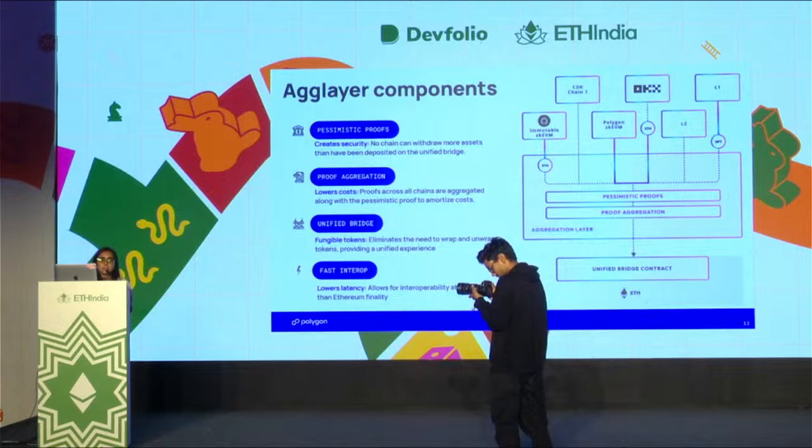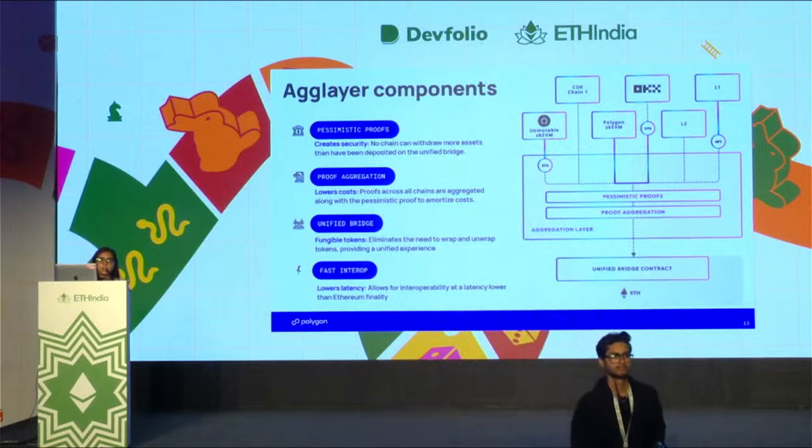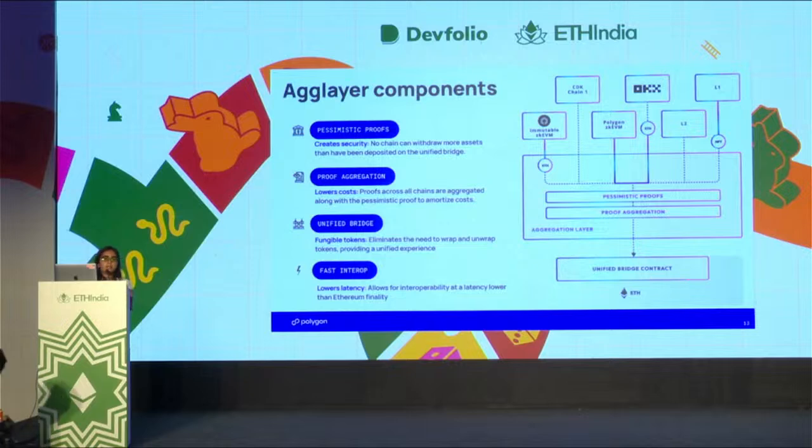So, starting with pessimistic proofs, that is a security layer. For example, if I am withdrawing 10 ETH, I cannot withdraw more than that, because the amount that is already there in a chain is the amount that has to come back. So how does it work? Pessimistic proofs are very pessimistic in nature, in the sense that I am only trusting the chain I am on. I am not trusting any other bridge, and I am also not trusting the chain that I am getting assets from. So it works in a pessimistic way.